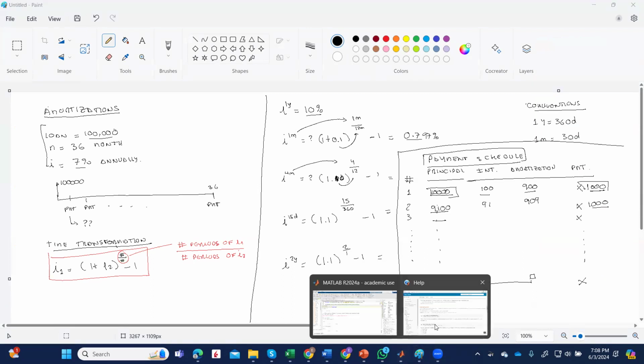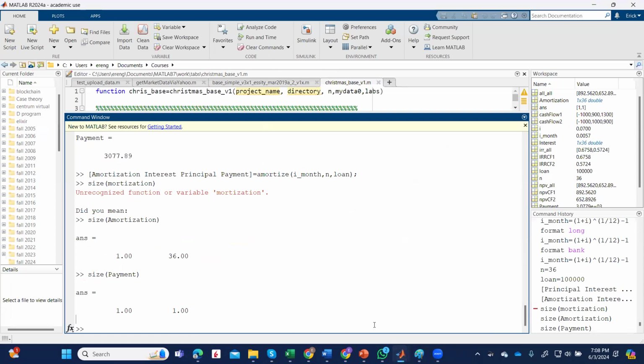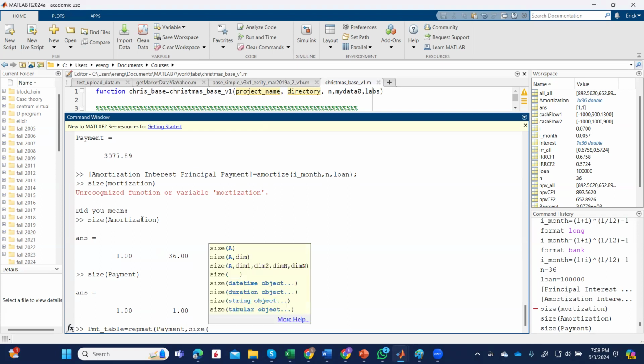So how do I repeat that? Well, this is a new command for you guys. Let's create payment all. Yeah, I can call it payment all or payment table. It's a name, okay? This is going to be equal to repmat, okay? This is one of the commands we're going to be repeating all the time. Repmat of what? Of payment. And then you need to have the same number of columns, the same number of rows as the other ones. So what I will do is size of amortization.